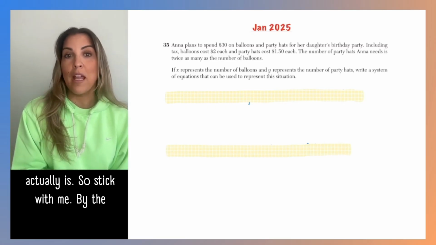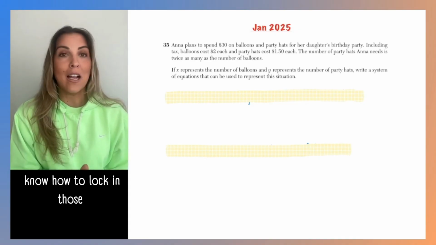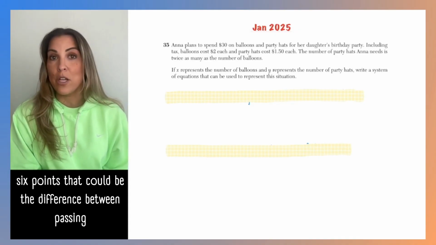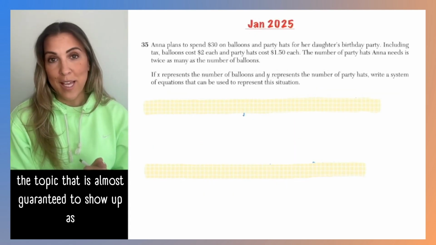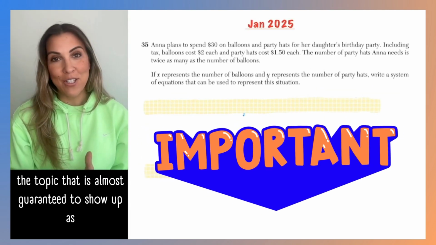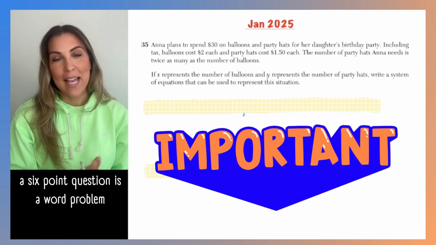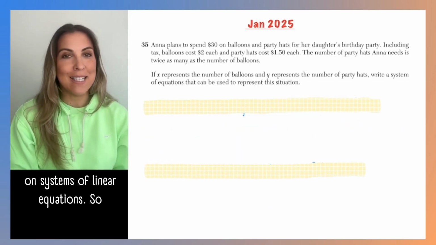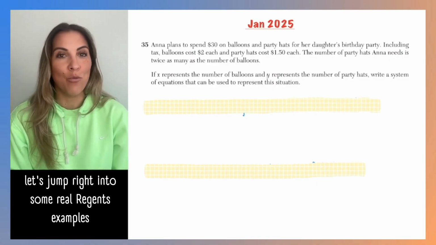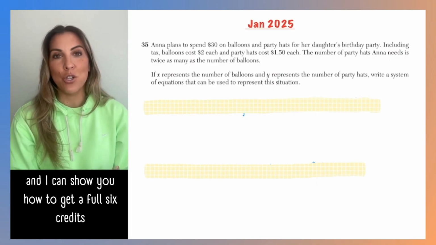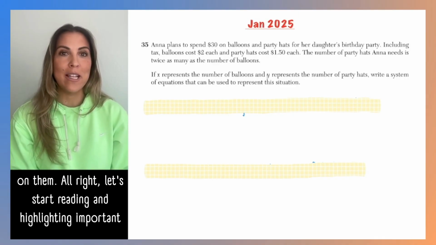So stick with me. By the end of this video, you're going to know how to lock in those 6 points that could be the difference between passing and having to retake it. So the topic that is almost guaranteed to show up as a 6-point question is a word problem on systems of linear equations. So let's jump right into some real Regents examples, and I can show you how to get a full 6 credits on them.